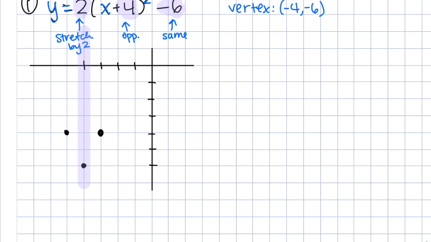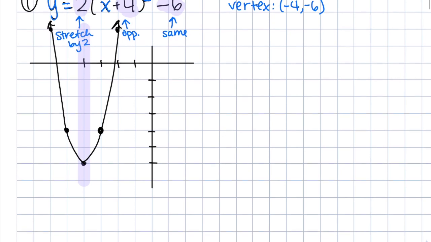Okay, so 2, 4, 6, 8. And then reflect that across the axis of symmetry. And I can slowly draw my lines and connect the points. And that's it for the first example.